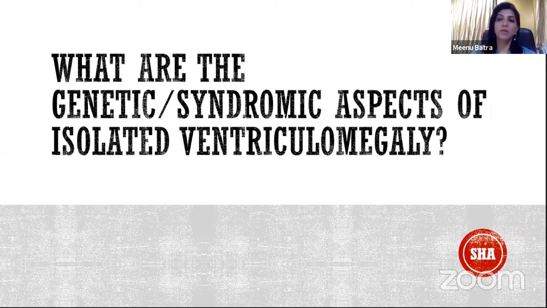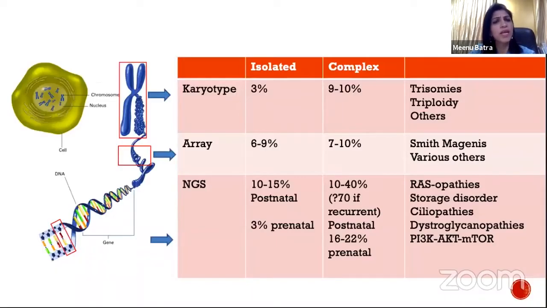So I think what we all agree to is that it's basically rapid aneuploidy screening and chromosomal microarray which gets offered to everybody when you have a case of isolated ventriculomegaly that gets picked up. Yes. But since we also talked about the other tests, what are the common genetic or syndromic aspects of isolated ventriculomegaly that we should all be aware of, in brief, Dr. Shagun?